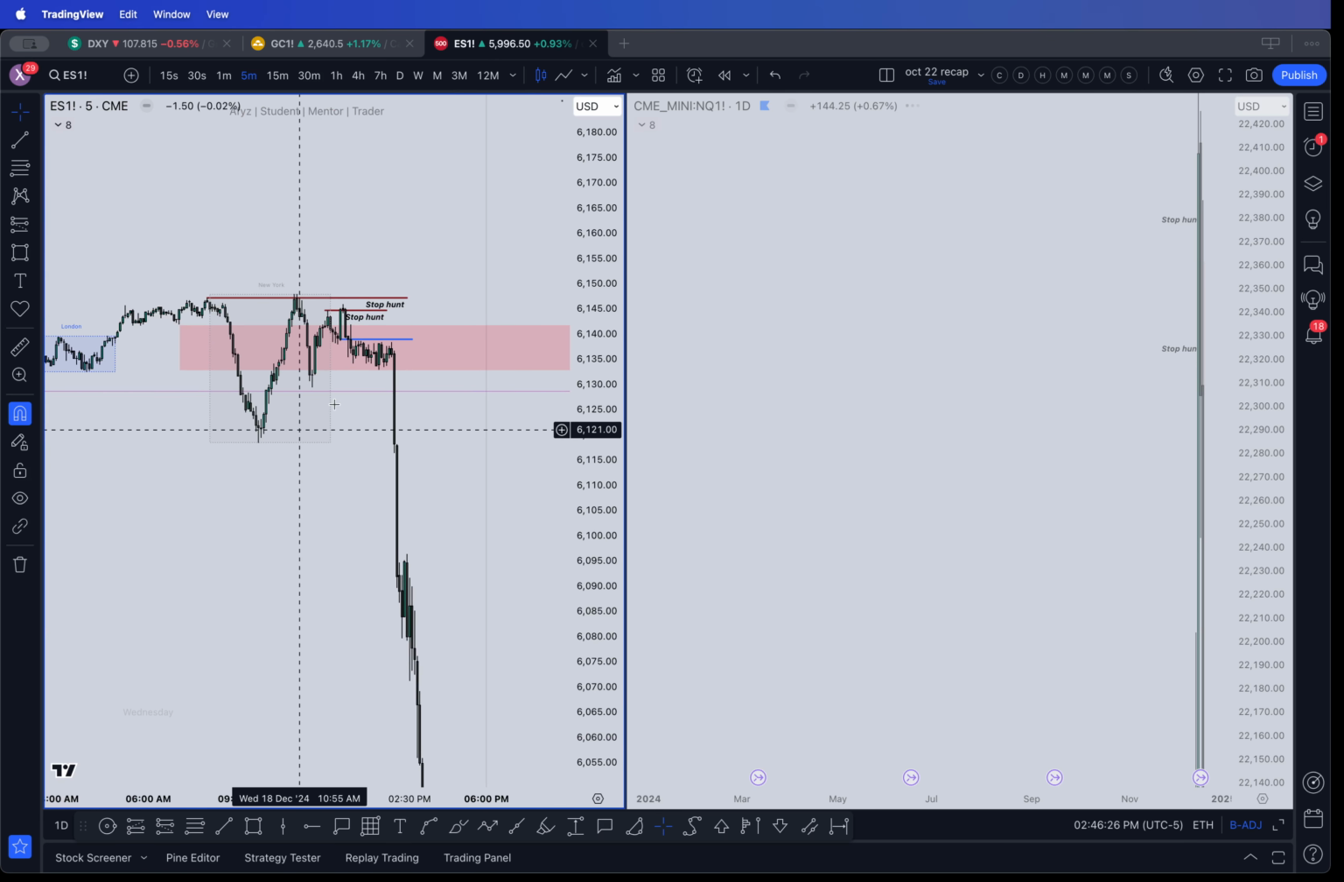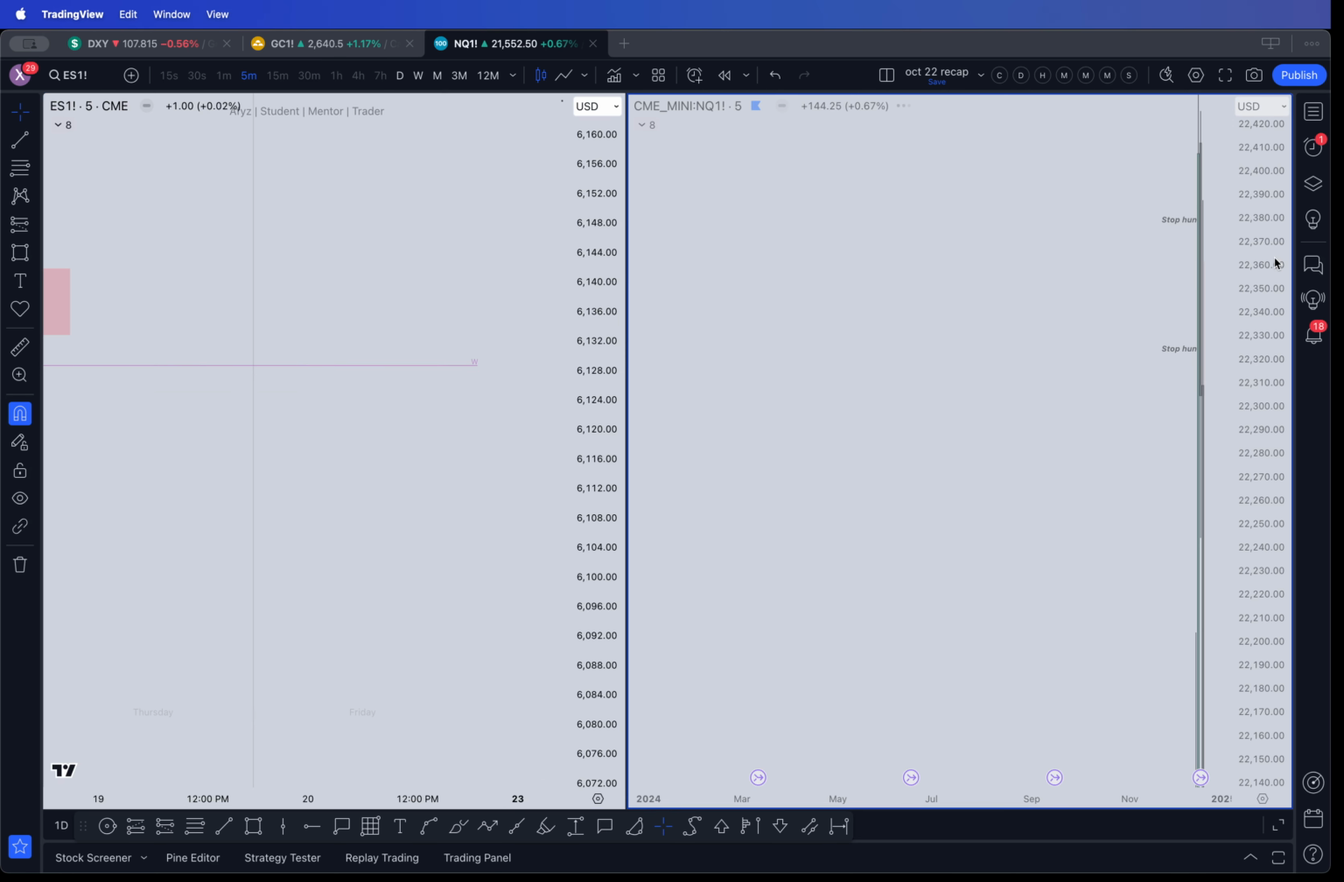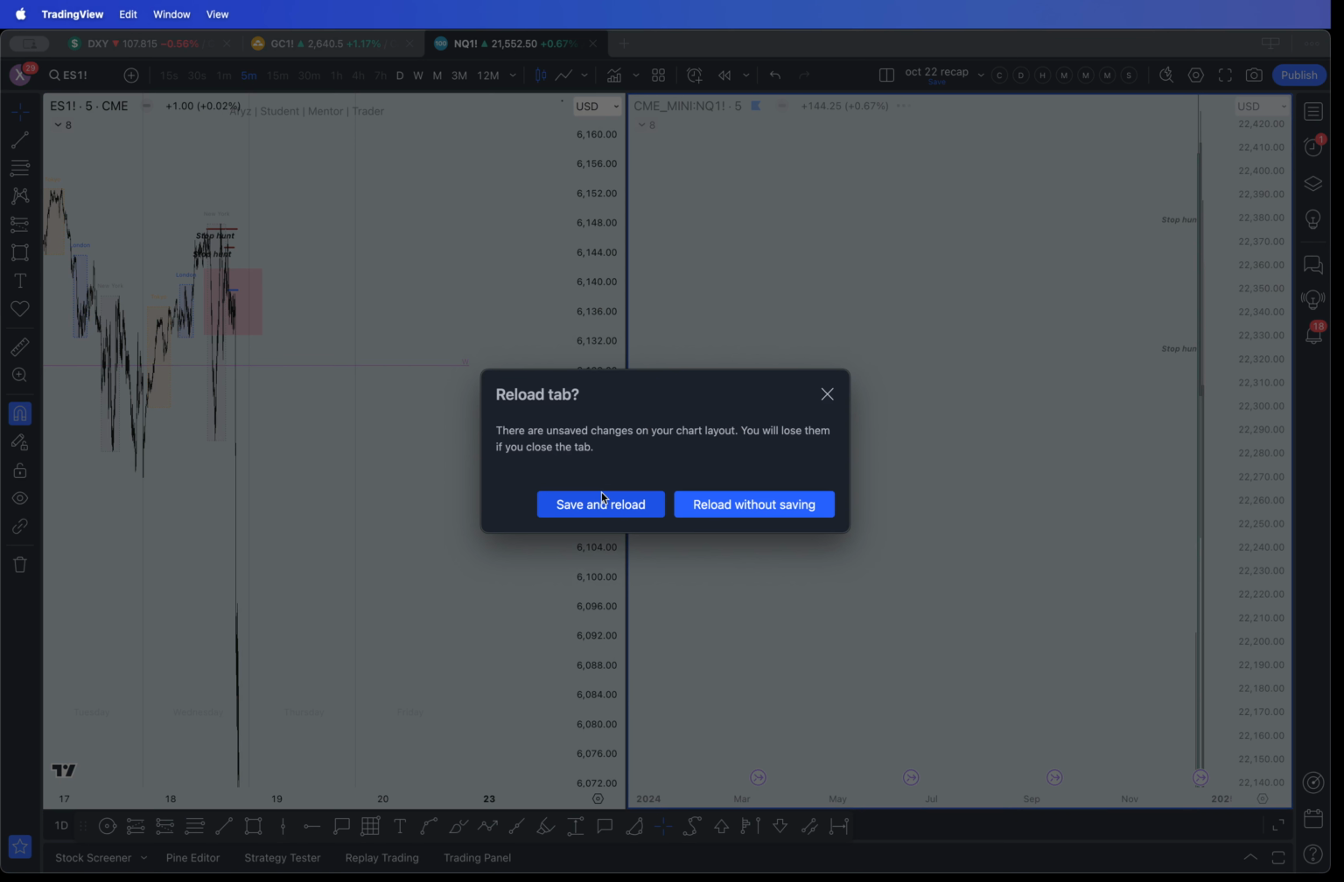So you can see how ES is respecting that level very nicely. I don't know why this thing is taking so long to load.